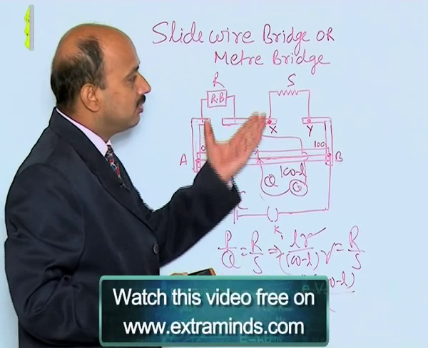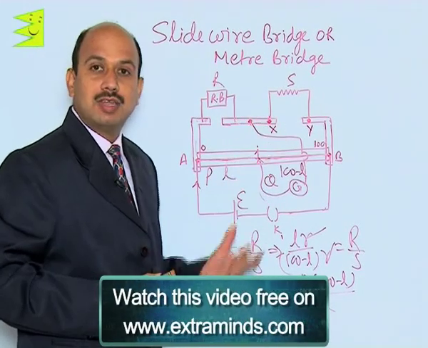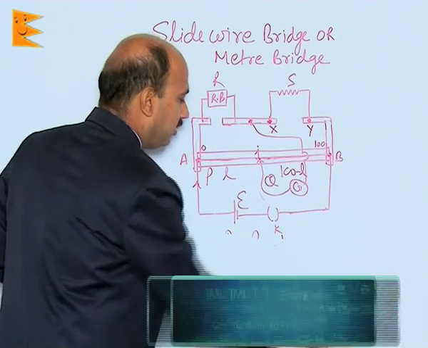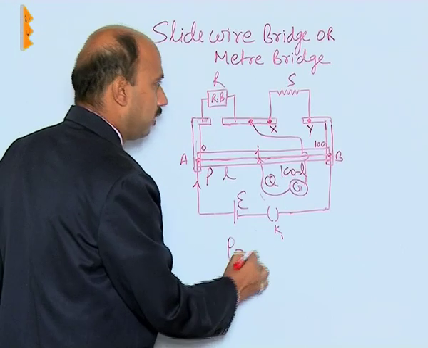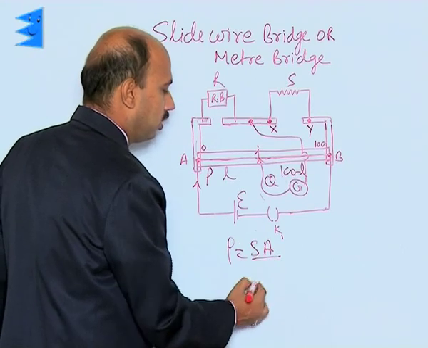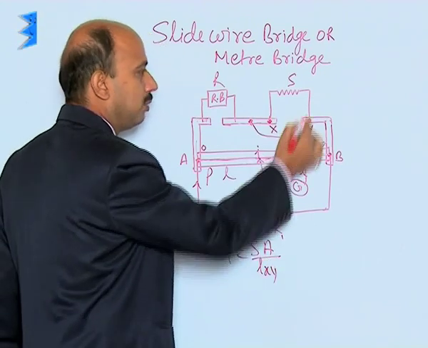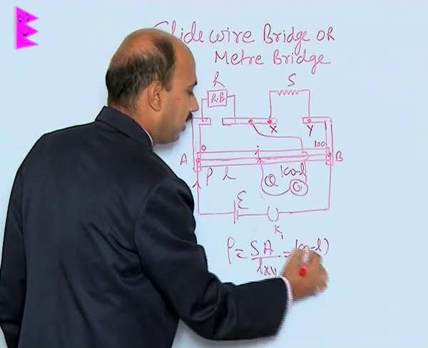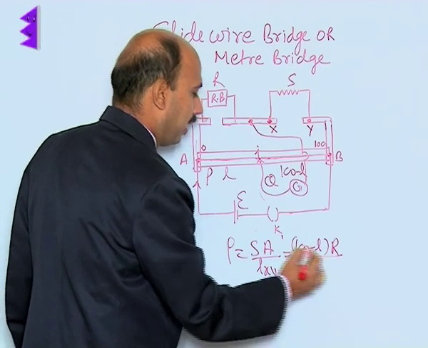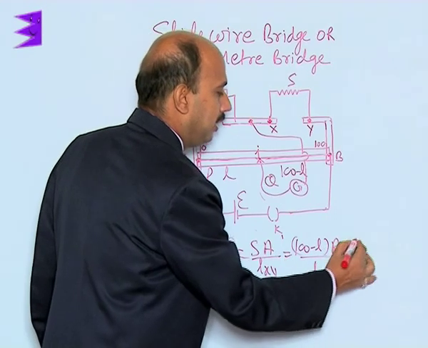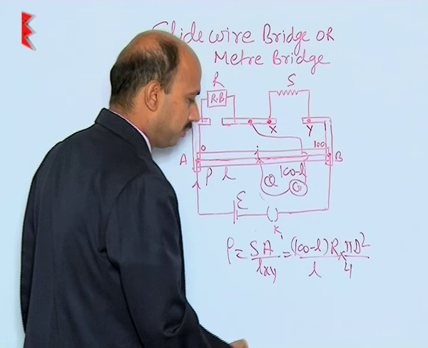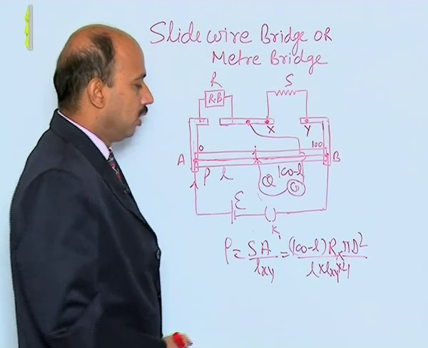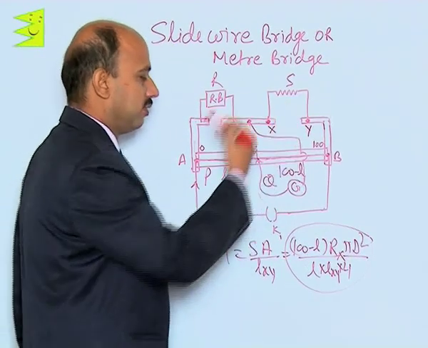If you have calculated its resistance S, then we can also calculate its resistivity. So, how do we calculate its resistivity? Now, see here. For the resistivity, we can write rho is equal to S into A upon Lxy, the length of the wire xy here. S is the resistance of this, which we can write as (100 minus L) into R divided by L. A can be written as pi d square by 4, where d is the diameter, into Lxy. So, by this expression we can calculate the resistivity of this wire.